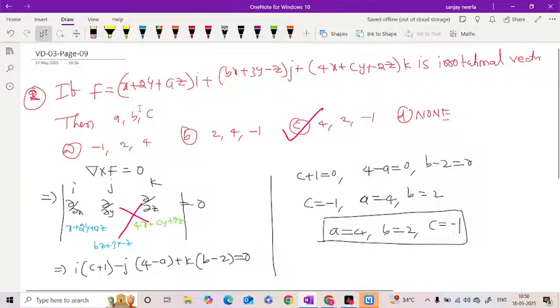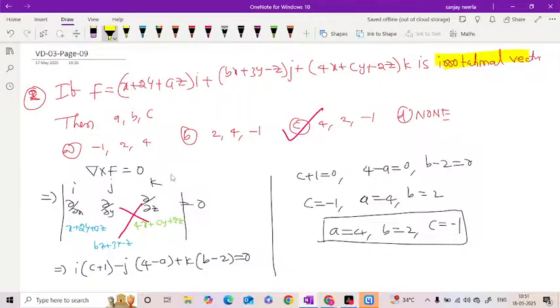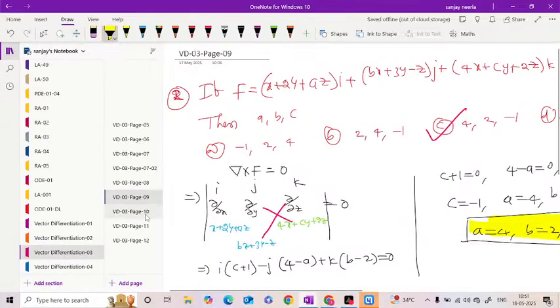In the second problem, a vector is given, and it is clearly stated to be irrotational, and we just have to find the unknowns. To find the unknowns, first of all assume the determinant of this matrix must be 0. After comparison we will get c plus 1 equals 0, 4 minus a equals 0, and b minus 2 equals 0. That means a is equal to 4, b is equal to 2, and c is equal to minus 1. If a is 4, b is 2 and c is minus 1, the given vector is irrotational, otherwise it is not irrotational.